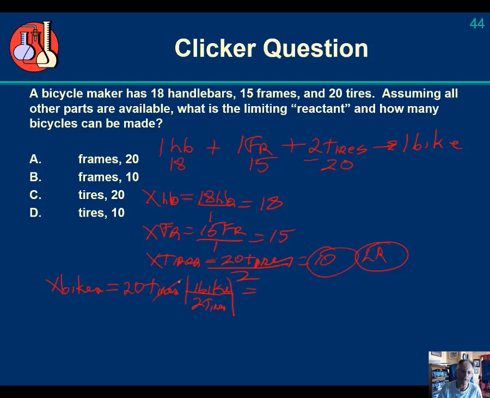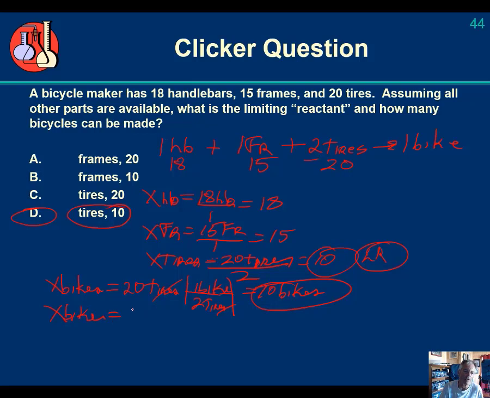And so when I do the math, tires cancels. 20 times 1 divided by 2 is 10 bikes. And that tells me that 10 bikes are the most amount of bikes that I can make, and that tires is my limiting reactant or limiting part. Now, I could have gone ahead and done the problem 2 more times.